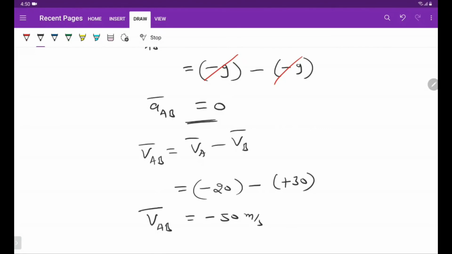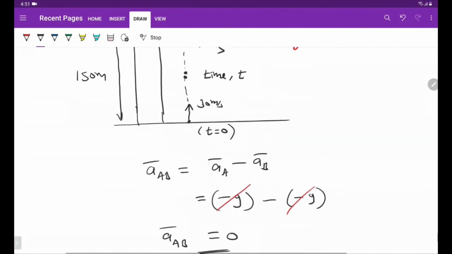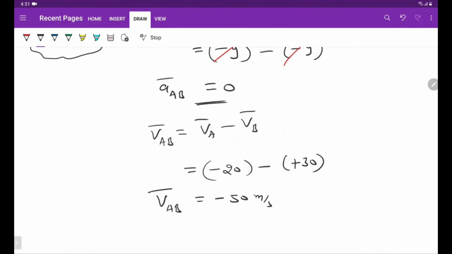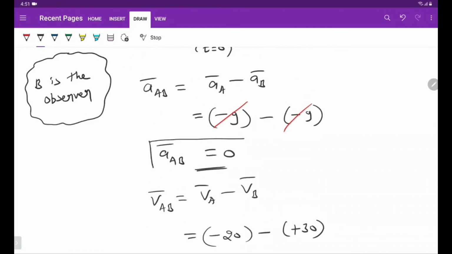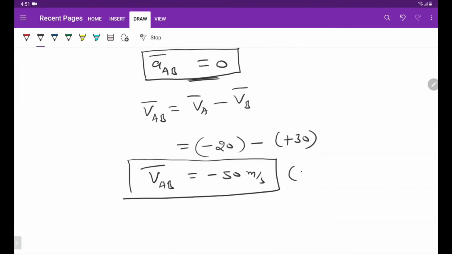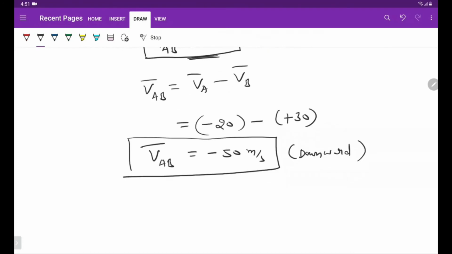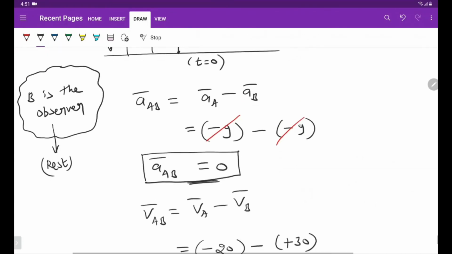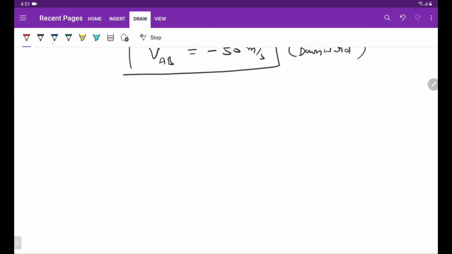Here B is the observer. I am taking B as the observer. So the observer is on ball B. He feels that ball A has acceleration 0, and ball A has speed in the downward direction. So he feels that ball A is coming in the downward direction, and he is at rest. He is at rest. That means we can redraw the figure.